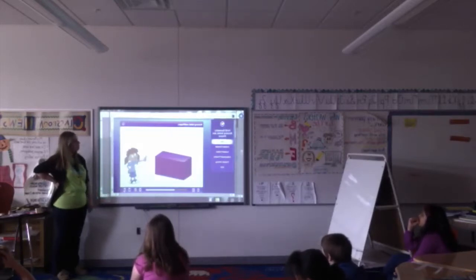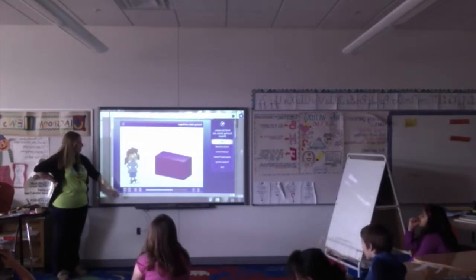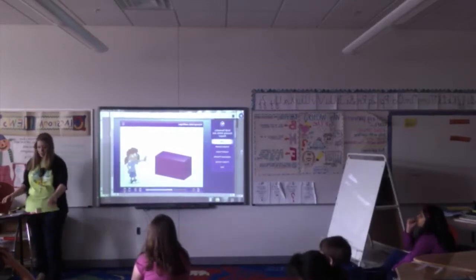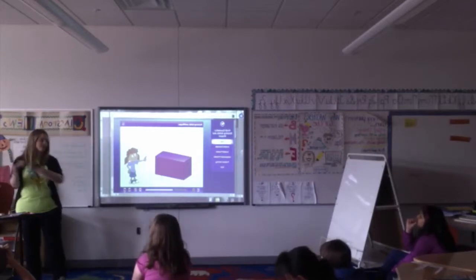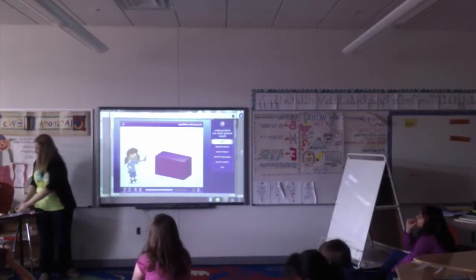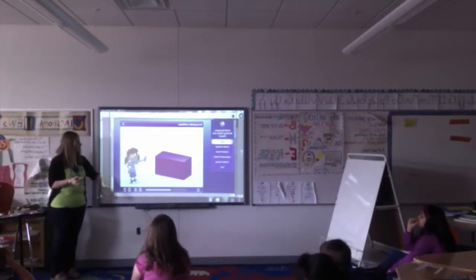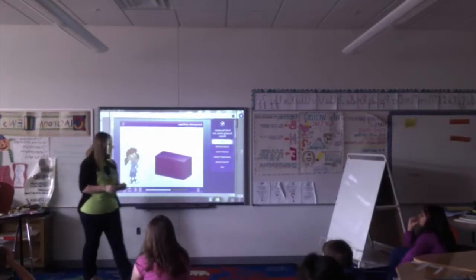Some solid figures have faces, vertices, and edges. Each flat surface of a solid figure is a face. So on a cube, what would all this be? Face. Yep. Same part of the rectangular prism. What would this be called right here? Face. Good. How many flat surfaces does a rectangular prism have? Okay, so how many faces?